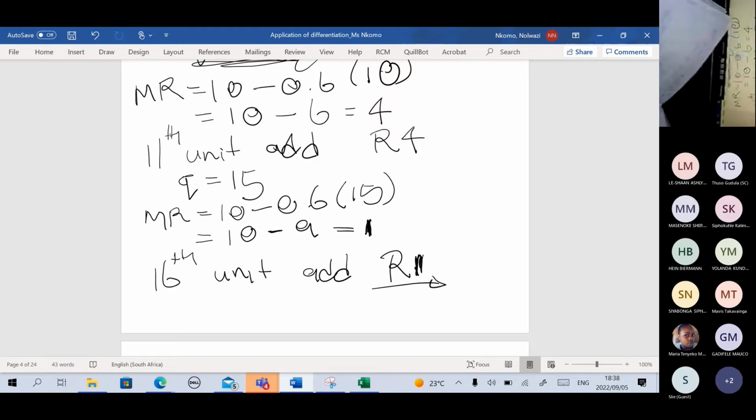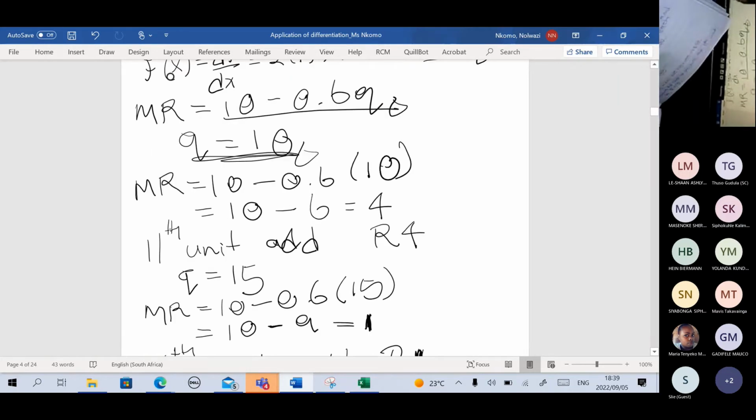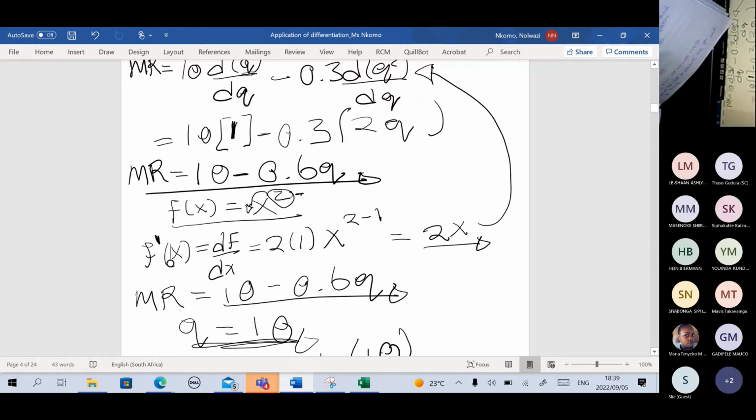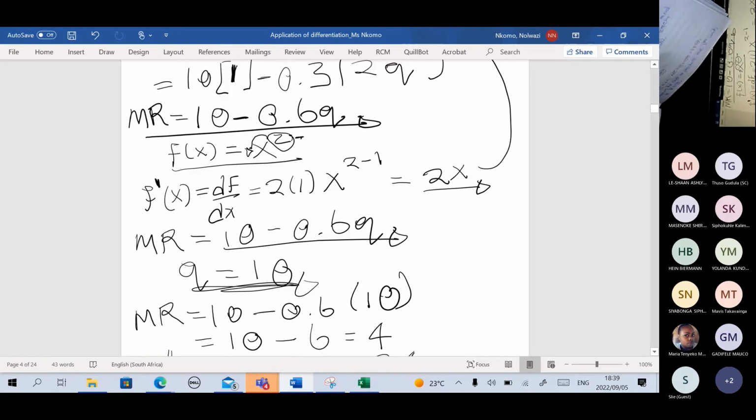Do we have questions for now? If we were given quantity instead of price, how would we work around that? Is it the same way? Yes, it's the same way. Okay, that's how you find the marginal revenue.